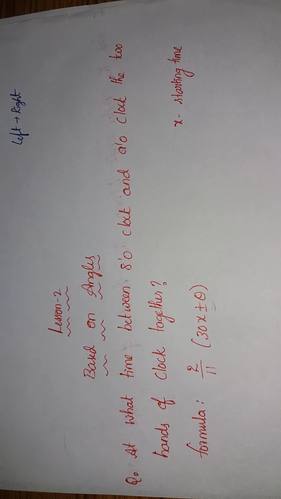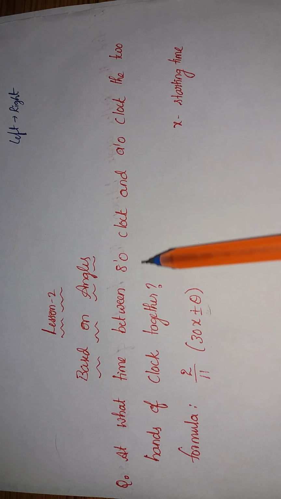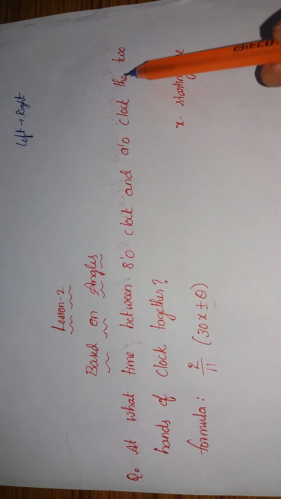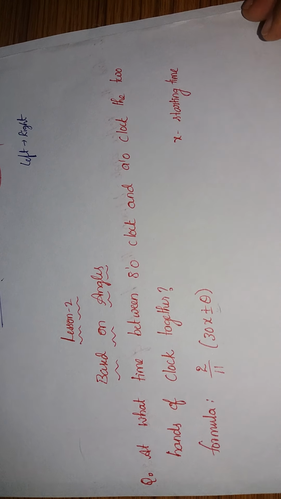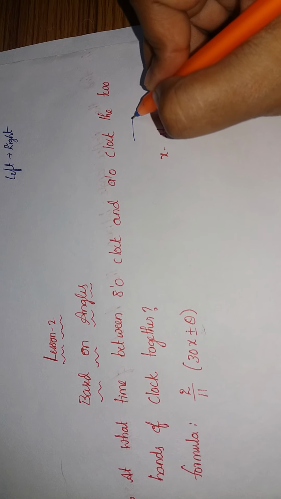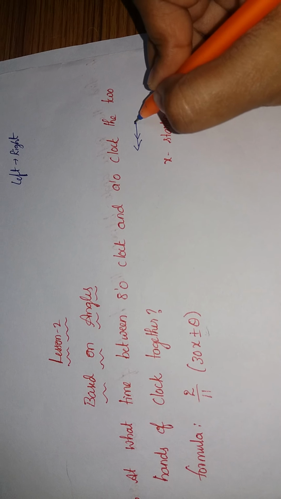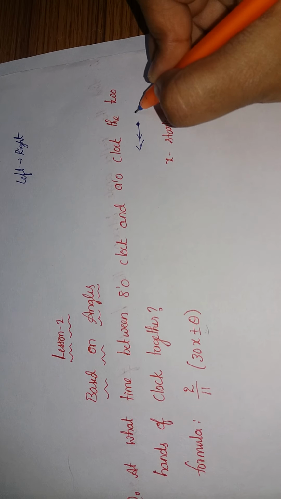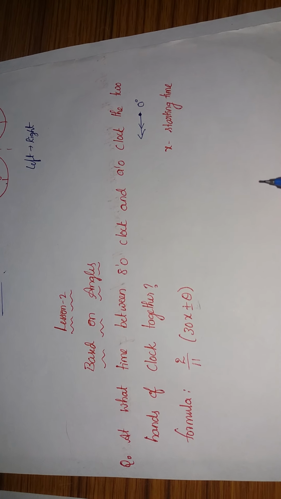Hello everyone. In this session, we are going to discuss some problems on clocks based upon the angles. At what time between 8 o'clock and 9 o'clock are the two hands of the clock together? We know that the two hands of the clock being together means they are in the same position and the angle between those two is 0 degrees.